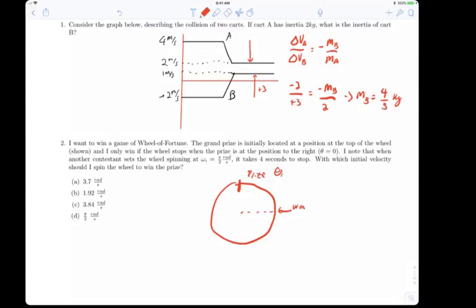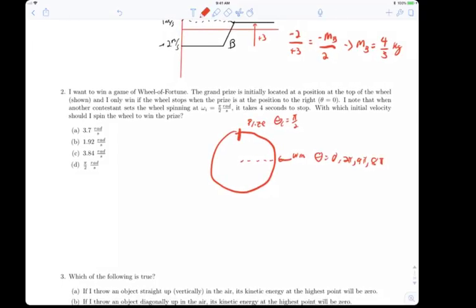Theta initial is equal to pi over 2. Win is theta is equal to 0, or 2 pi, or 4 pi, or 8 pi. Whatever. I note that when another contestant sets the wheel spinning, it takes 4 seconds to stop. Which of the initial velocities should I spin to win the prize?